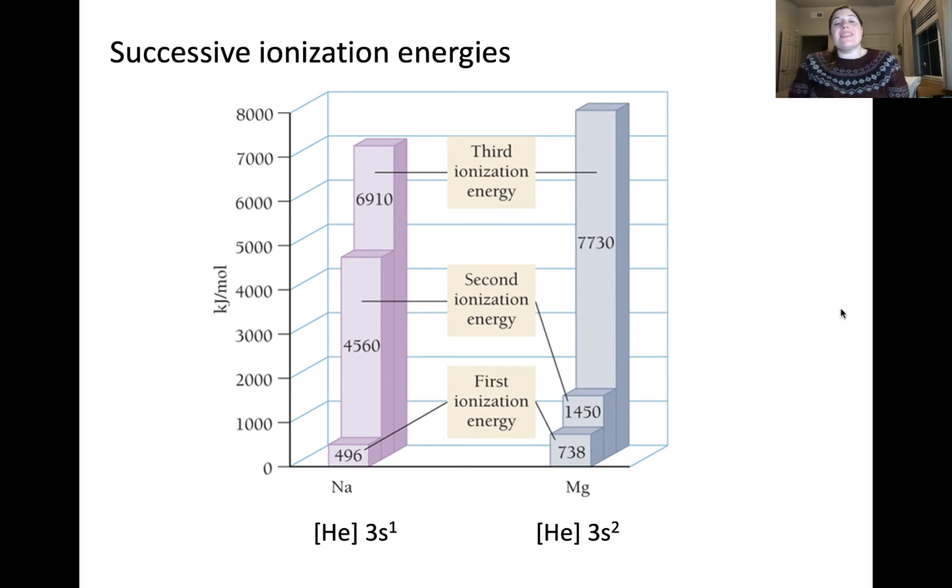Let's compare the successive ionization energies of two different elements. On the left in purple, sodium, and on the right in blue, magnesium. Now, if the first ionization energy is the energy required to remove one electron from 1 mole of gaseous atoms, the second is the ionization energy required to remove another electron, and the third, the next electron, etc.